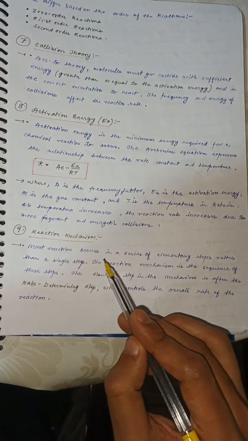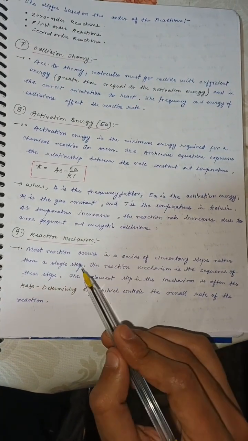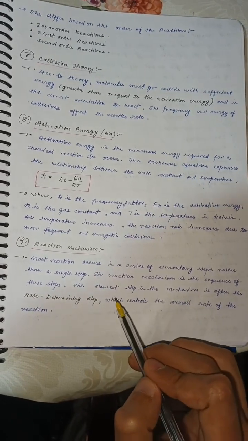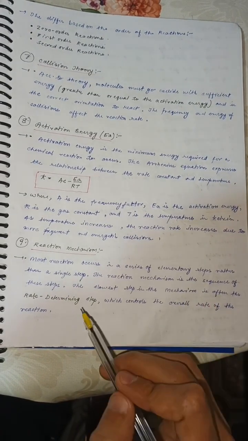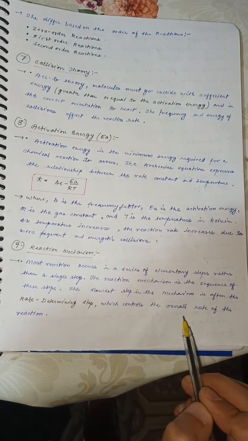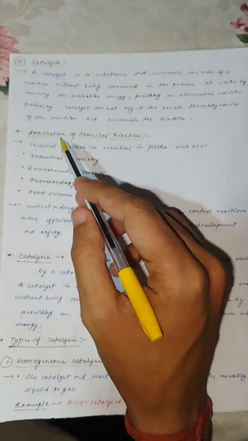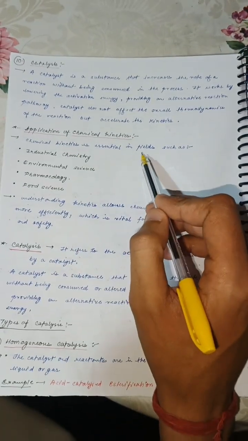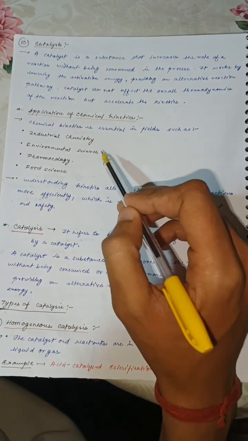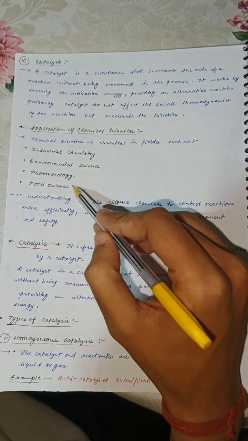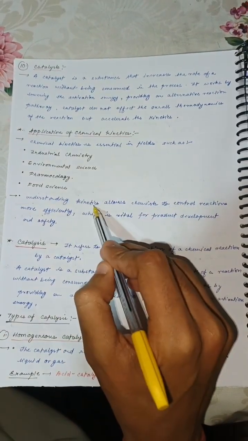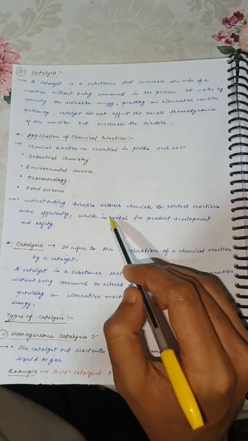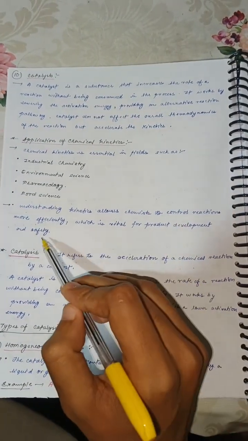And the ninth one is reaction mechanism. Most reactions occur in a series of elementary steps rather than a single step. The reaction mechanism is the sequence of these steps. The slowest step in the mechanism is often the rate determining step, which controls the overall rate of the reaction. Now, the applications of chemical kinetics. Chemical kinetics is essential in fields such as industrial chemistry, environmental science, pharmacology, and food science. Understanding kinetics allows chemists to control reactions more efficiently, which is vital for product development and safety.